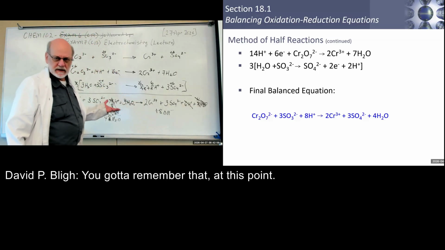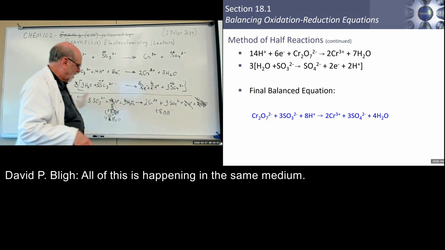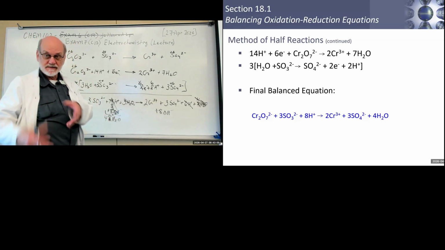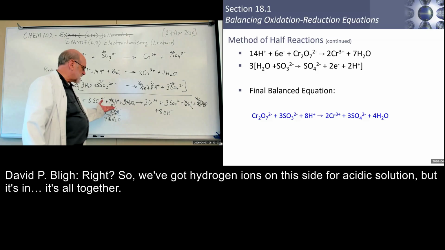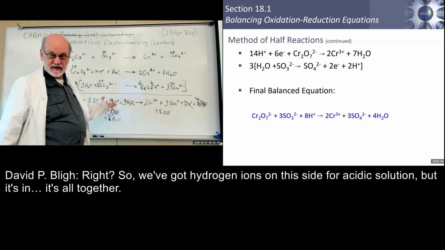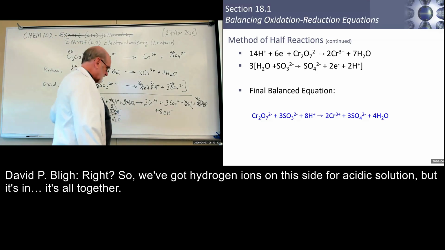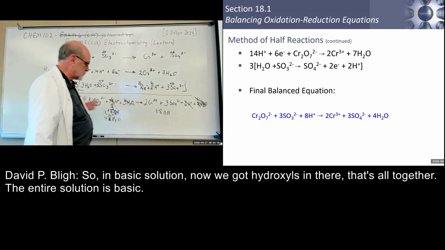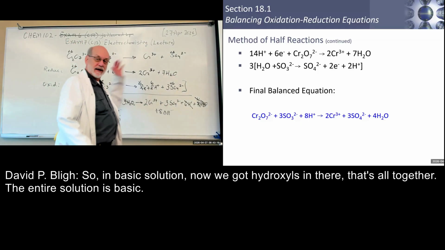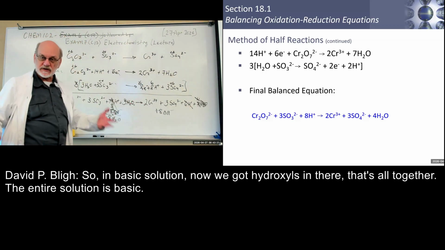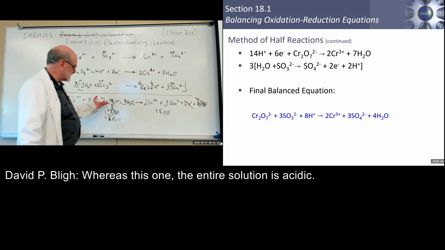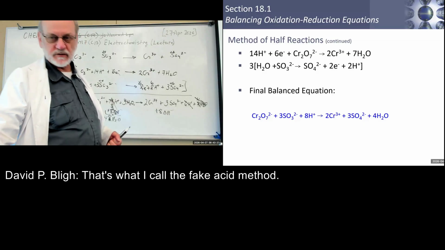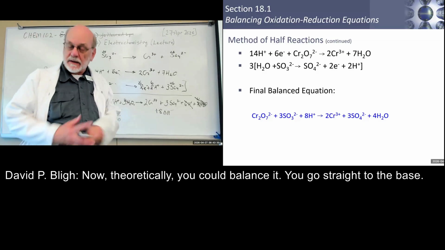You got to remember that at this point, all of this is happening in the same medium. So we've got hydrogen ions on this side for acidic solution, but it's all together. So in basic solution, now we got hydroxyls in there, that's all together. The entire solution is basic, whereas this one, the entire solution is acidic. That's what I call the fake acid method.